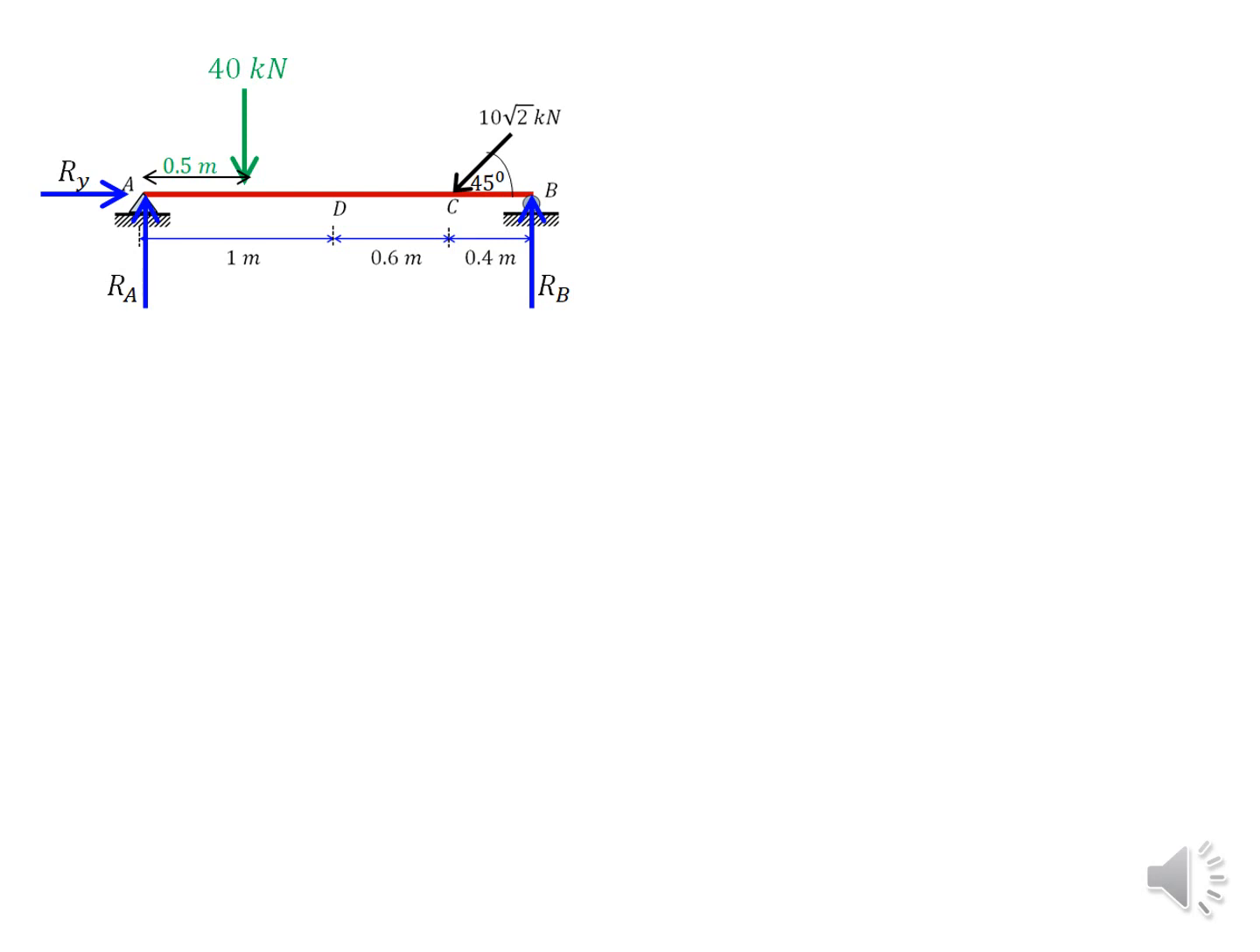As you can see, there are three unknowns in this structure: RA, RB and RY. And how many static equilibrium equations do we have? 3, isn't it? So 3 unknown forces, 3 equations, which means we can calculate the reaction forces using these 3 equilibrium equations, which means this structure is statically determinate. So we'll apply the static equilibrium equations to calculate these unknown forces.